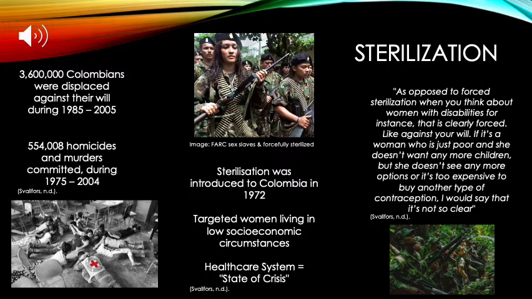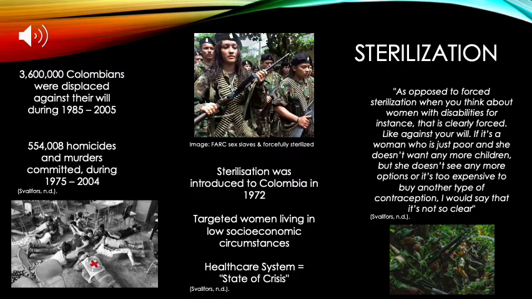More than 3,600,000 Colombians were displaced against their will during 1985 to 2005, half being minors under 18. Further, between 1975 and 2004, there were over 554,000 homicides and murders committed. Majority of this armed conflict is a result of economic constraint, a similar issue that occurred during the period of the Nazi regime led by Hitler.